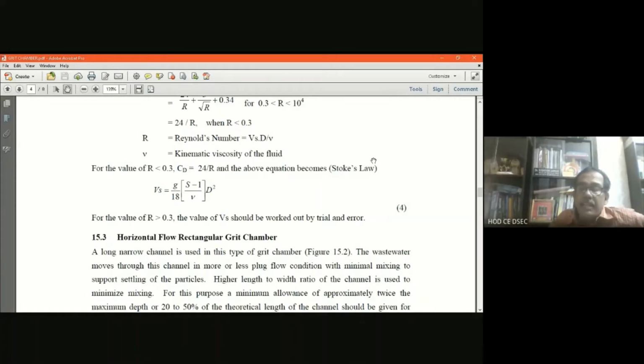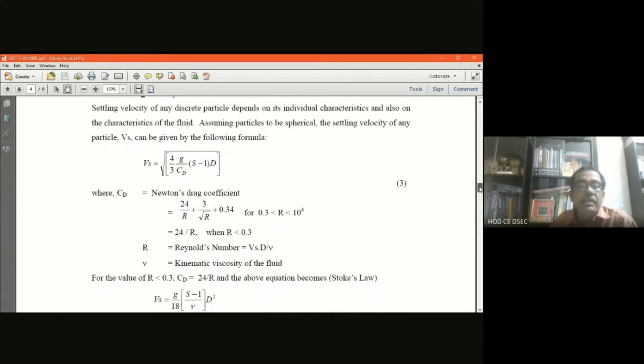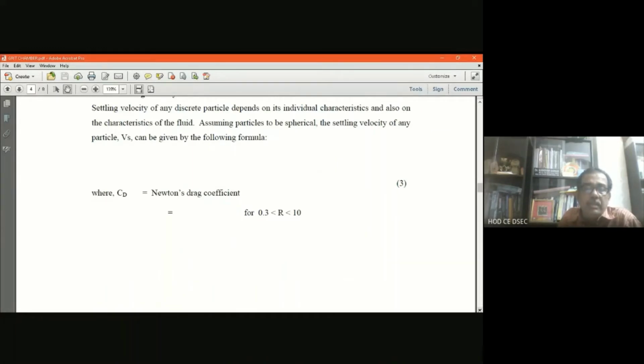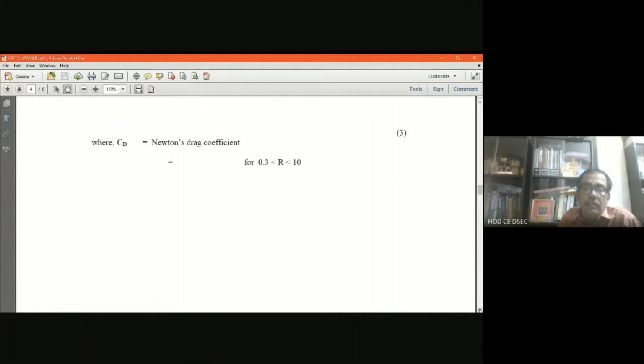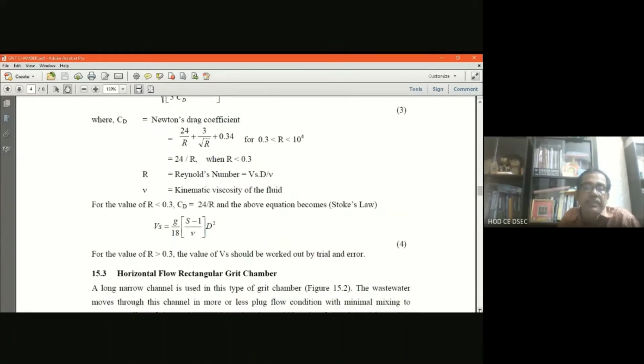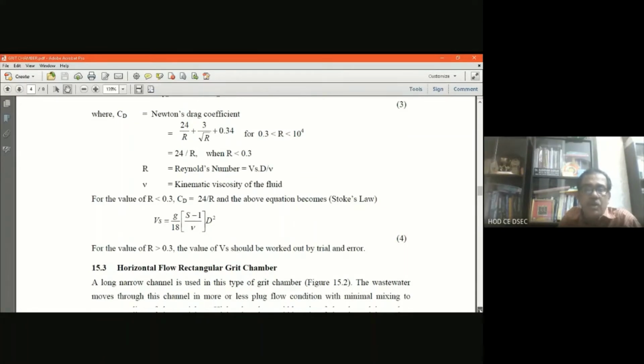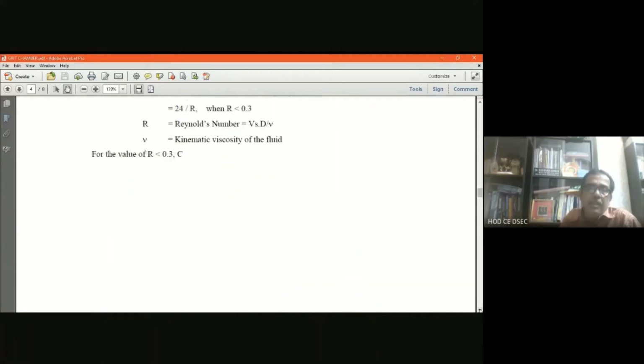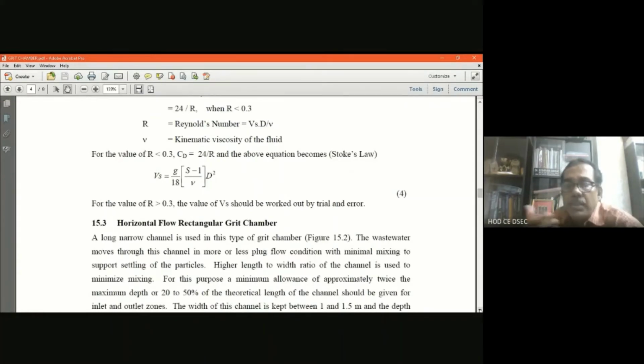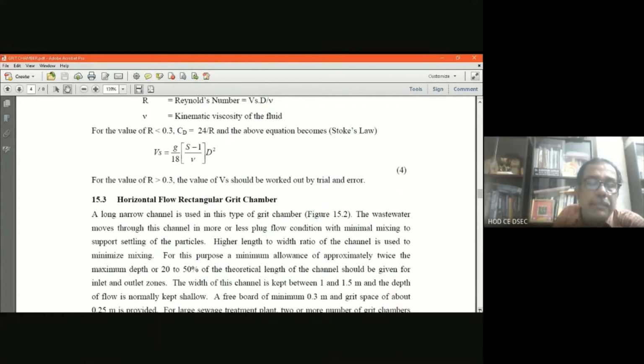But if R is greater than 0.3 after finding the Vs value, then you have two unknowns. You do not know what Vs is, and you do not know what CD is, because CD is also dependent on R. Since there are two unknowns in one equation, you have to go for the trial method, that is, the trial and error method, to find out the Vs. That is the principle in designing the grit chamber. You have to go for the trial method if it is found that the R value is greater than 0.3. And definitely we will see this in the consecutive numericals when we discuss them.